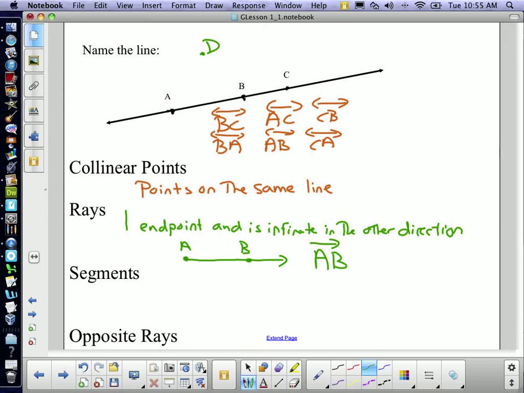Now, if I have a ray that goes like this, I'll call this M and this X. This would be ray MX. Notice the symbol still points to the right. The symbol does not indicate the direction the ray is pointing. The symbol always points to the right. We always use the endpoint first, some point along the way second. Okay? The endpoint always comes first, some point along the way second. Symbol always goes to the right when we name a ray.